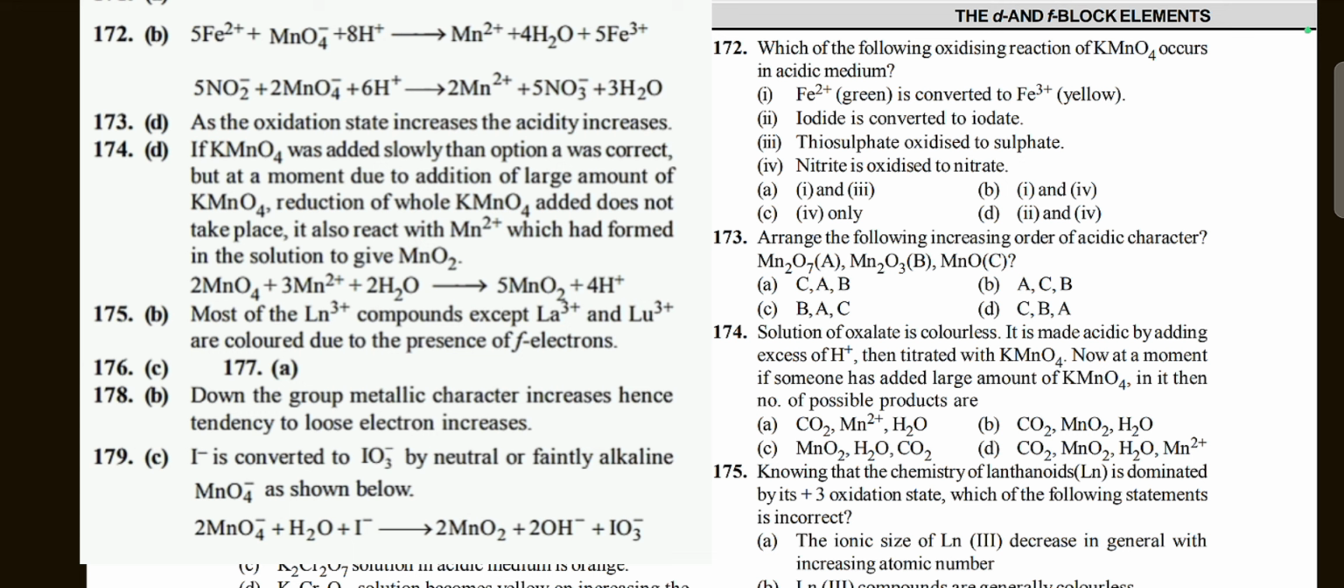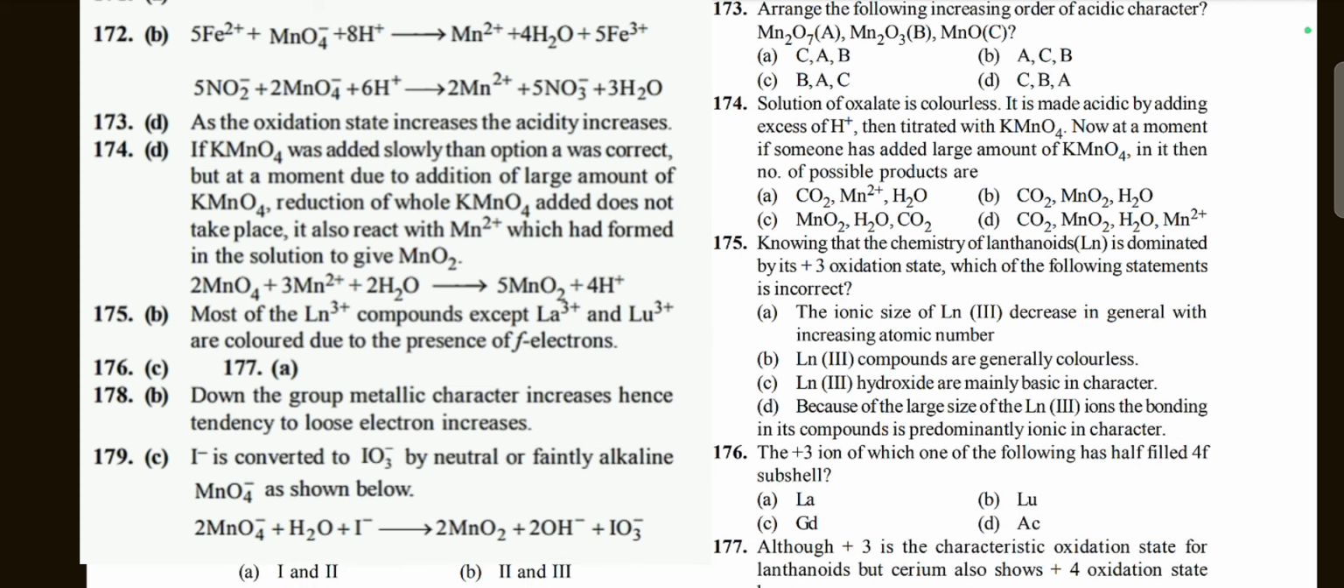Arrange the following in increasing order of acidic character. So as the oxidation state increases, the acidity increases. So option D will be the answer, C, B, A. Solution of oxalate is colorless. It is made acidic by adding excess of H+, then titrated with KMnO4. Now at a moment, if someone has added a large amount of KMnO4 in it, then the number of possible products are? So it is CO2, MnO2, H2O and Mn2+, option D. The reaction is 2MnO4- plus 3Mn2+ plus 2H2O gives 5MnO2 plus 4H+.